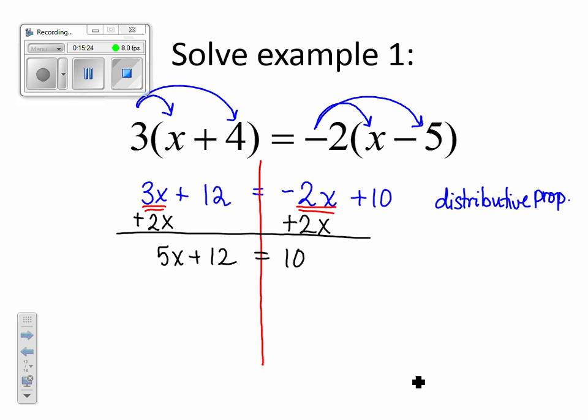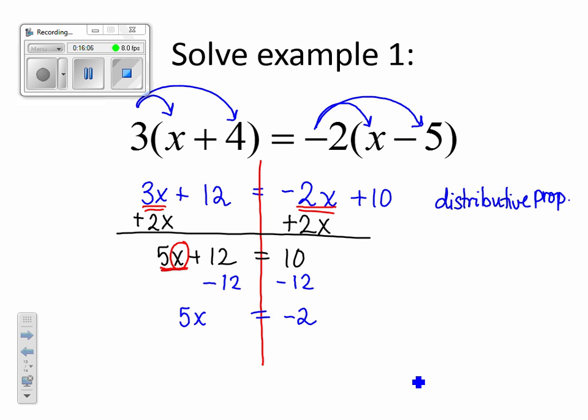So what did I do there? I added 2x to both sides. Now I got my 5x over here, and it's kind of by itself. But I want to get the 5x alone so that I can ultimately get my x alone. My goal is to get x alone. So I am going to subtract 12 on both sides. And I will be left with 5x equals 10 minus 12, which is negative 2. Just making sure that I'm doing my math correctly.